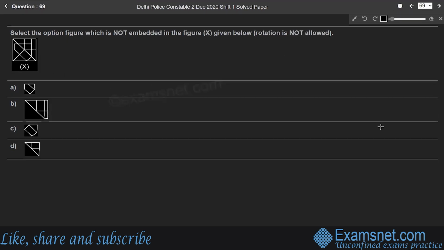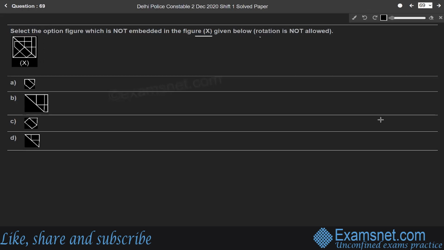Question 69. Select the option figure which is not embedded in the given figure X given below. Rotation is not allowed. So here the given figure is like this. Look at the options. Start with option A. Option A is embedded in this part of the given figure. So look at the figure carefully. Option A is clearly embedded in the given figure. So option C. So this part. Yes, option C is embedded in the given figure.